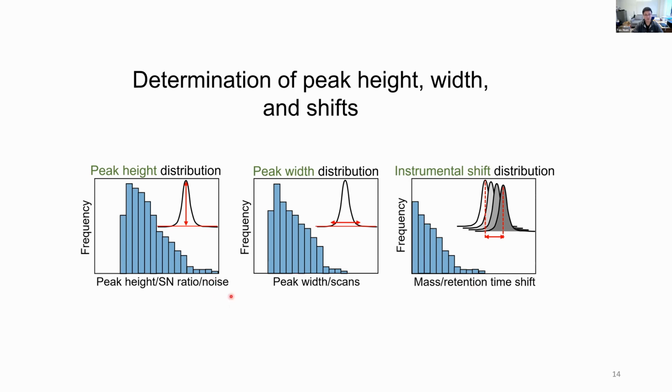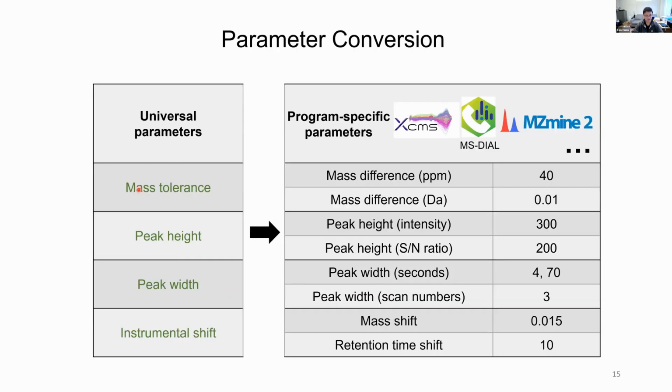And so with that, we will have all these mass tolerance, peak height, peak width, and instrumental shift ready as the universal parameters. Our software also incorporates a conversion algorithm, allowing us to convert these universal parameters to program-specific parameters.